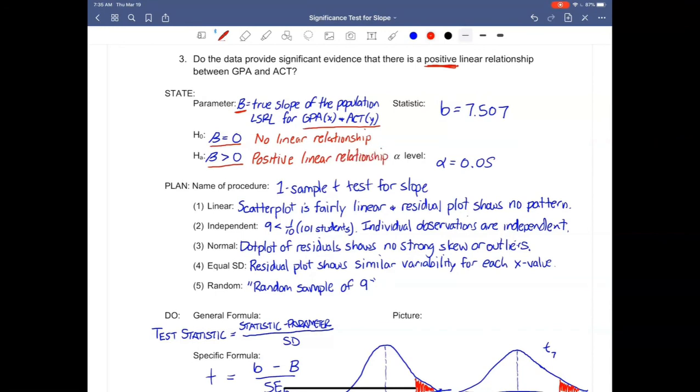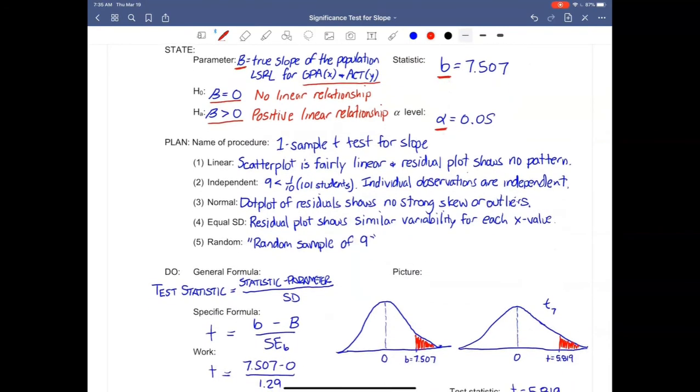If we move over to the statistic, we got this, of course, from the computer output. That is the slope of the sample regression line. And then for the alpha level, since we weren't given a value, we'll go to the default value of 0.05. So let's move on to the plan.